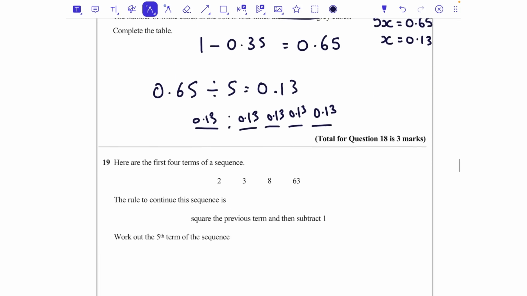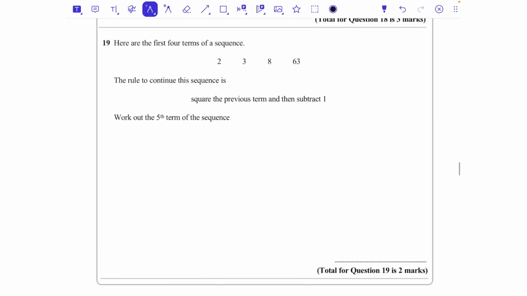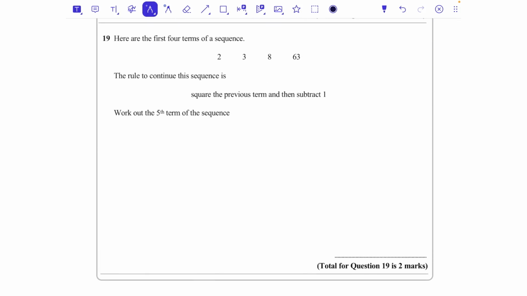Great. Question number 19. Here are the first 4 terms of a sequence. 2, 3, 8, 63. The rule to continue the sequence is square the previous term and then subtract 1. Work out the 5th term of the sequence. So from 2, we've squared it, which means times it by itself. That makes 4. Take away 1 gets us 3. 3 squared is 9. Take away 1 is 8. 8 squared is 64. Take away 1 is 63.